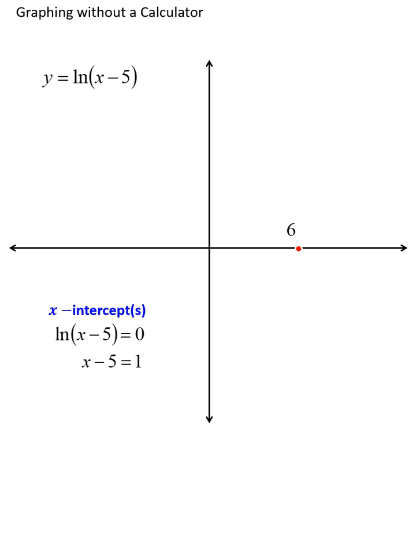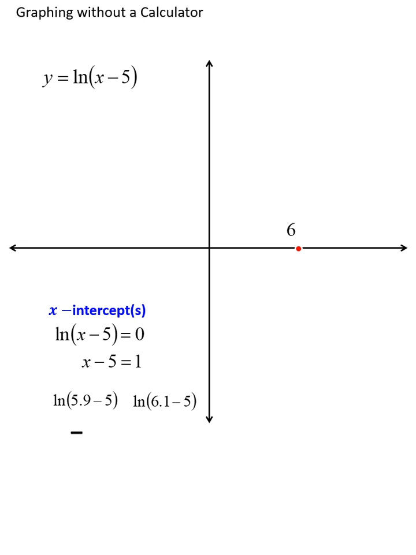And whenever I find an x-intercept, again, I like to plug in a number just to the left and just to the right of it. So I'm going to plug in 5.9. 5.9 minus 5 is 0.9. And the natural logarithm of 0.9 is a negative number. I know that because 0.9 is between 0 and 1, and that's just something I know about natural logarithms.